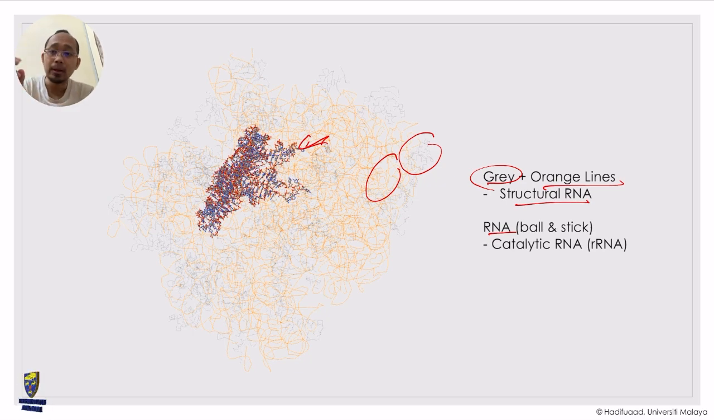Of course, you can always go back to the Protein Data Bank, search for ribosomes, and see the structure in 3 dimensions, and you can move it around and see what it actually looks like.